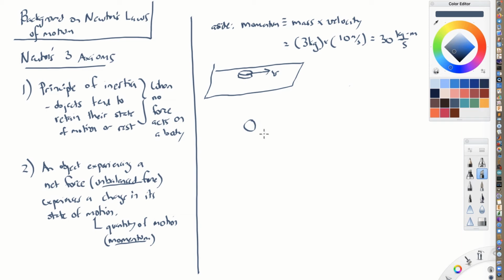We've got its velocity this way. That's its speed. And let's suppose we hit it from the back with a hockey stick. So we apply a force to the back. Well, its initial momentum, let me actually change this and say its momentum is in that direction.